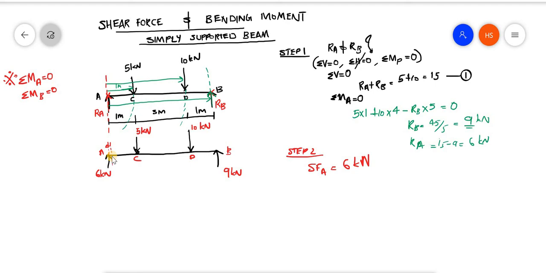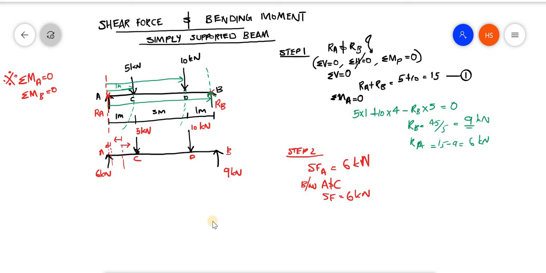Now, what will be the shear force between A and C? If I consider a section like this, I can take either the forces to the left or the forces to the right. If I take the left, the only force is 6 kilonewton, which is upward. Therefore, between A and C, the shear force is 6. Taking the left, it is plus 6.